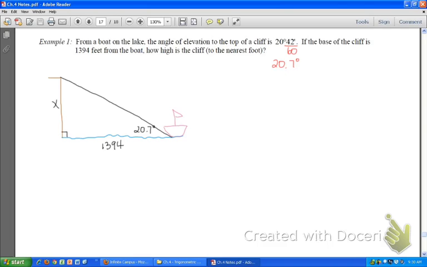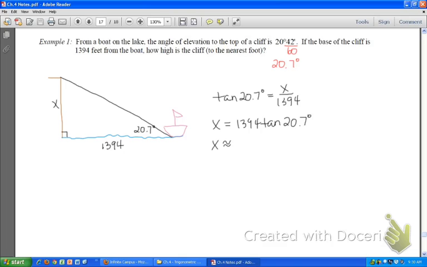What are we going to do? Yeah, tangent, because we're given an acute angle and then we're working with two sides. So if you're looking at this from the perspective of this angle, you've got an opposite side and an adjacent side, TOA, tangent. So we'll write the tangent of 20.7 degrees equals opposite side x over adjacent side 1394. So that means that x is going to equal 1394 times the tangent of 20.7. Make sure that you're in degree mode, right? What do you guys get as an approximation for that?